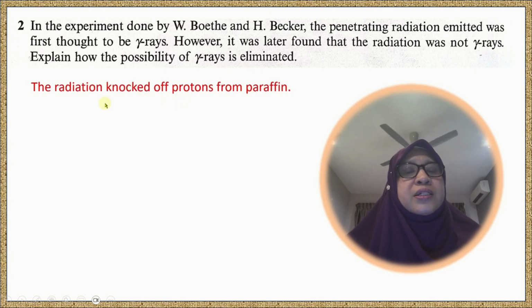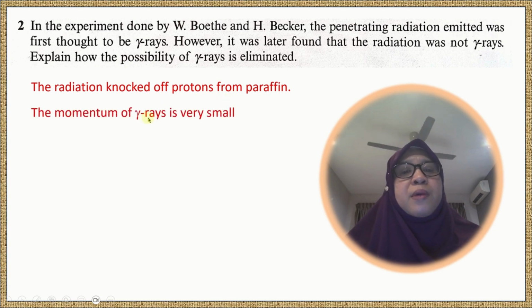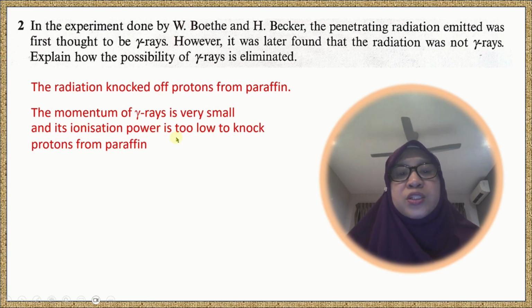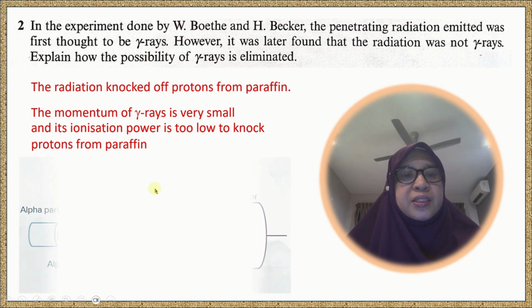Okay, the radiation knocks off protons from paraffin. So it is not possible for it to be gamma rays, because the radiation knocks off protons from paraffin. The momentum of gamma rays is very small, and its ionizing power is too low to knock protons from paraffin. So it is not possible to be gamma rays.